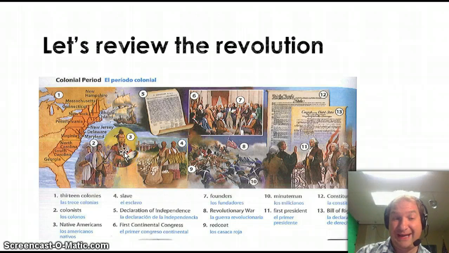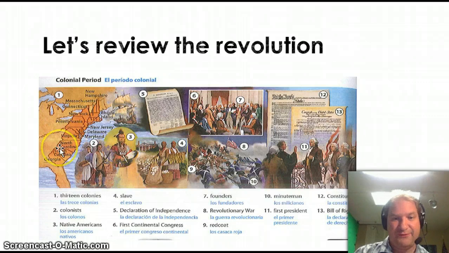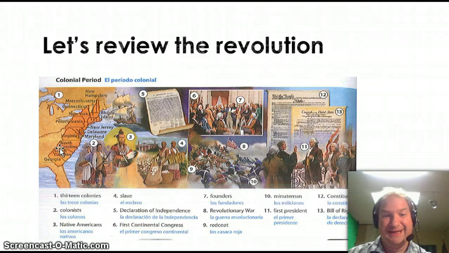People who are already here in the United States, your Taínos, counting them, your Cherokee, Blackfoot, Sioux, Lakota, Lenni Lenape, who lived in this area, Native Americans, Los Americanos Nativos. Then we're going to get another group in the 1600s, slaves, people bought from Africa, moved over here, no freedom, no liberty for them for a long time.